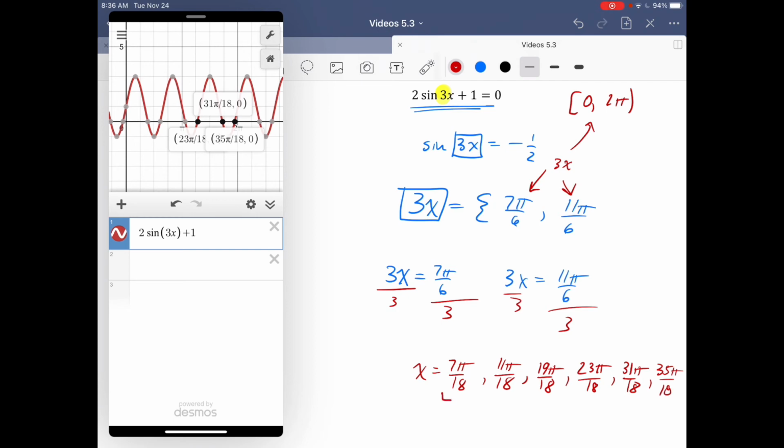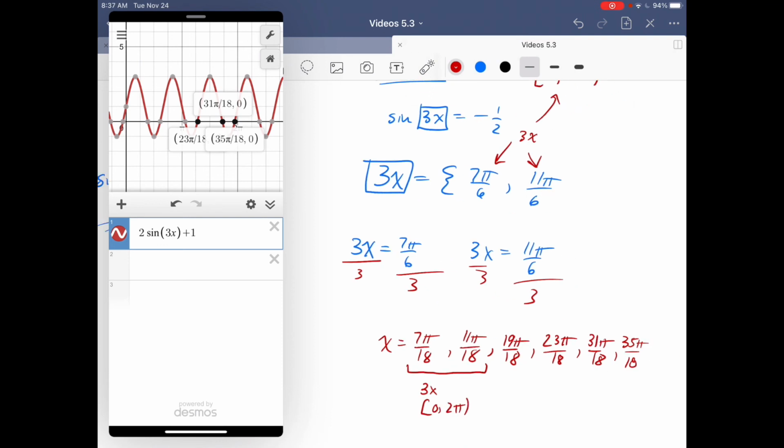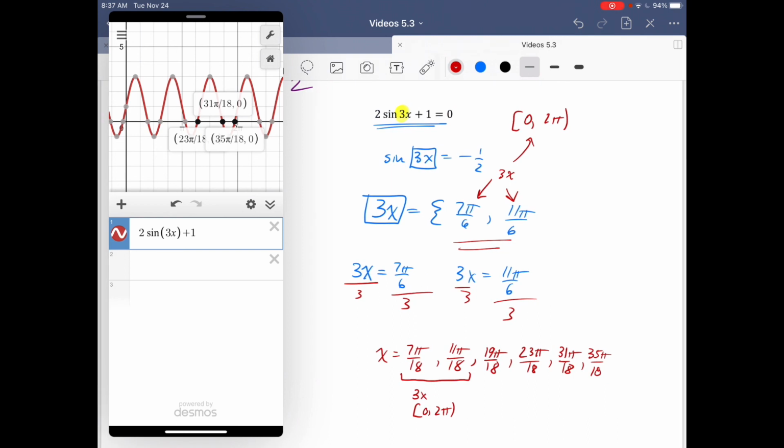And just to keep it simple, these would be when 3x is between 0 and 2 pi, like we said. These come from these values directly on the unit circle. This would be when 3x was between 2 pi and 4 pi, in other words, a second trip around the unit circle. And then these would be when 3x was between, you guessed it, 4 pi and 6 pi. In other words, a third trip around the unit circle.